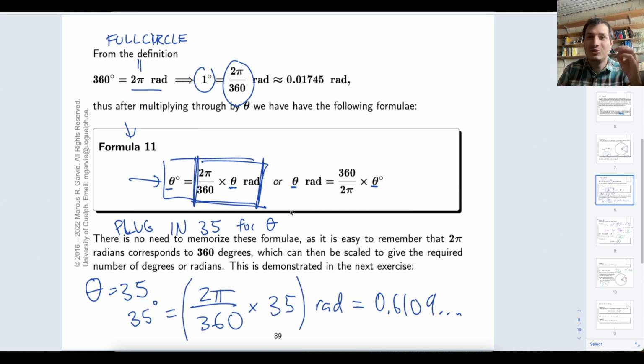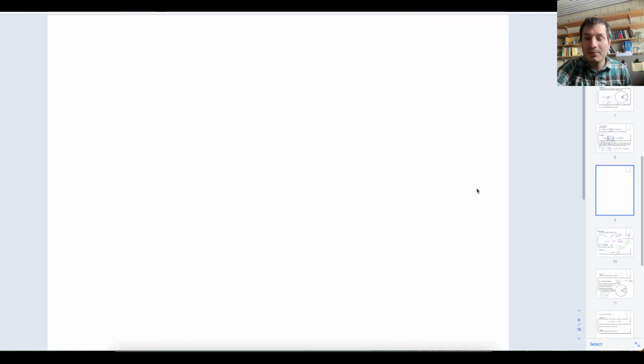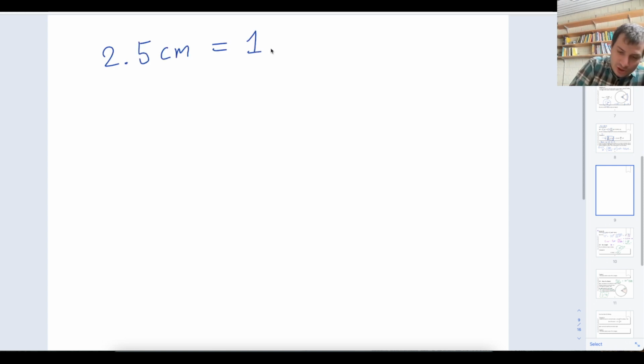So let me do the version I did in class. I'm going to do it a little bit slower, and hopefully it will help if you're confused. Let's do a new page here. What I'm about to say really applies for converting between any two units. So let's not even think about radians. Let's do it with inches. 2.5 centimeters is equal to 1 inch.